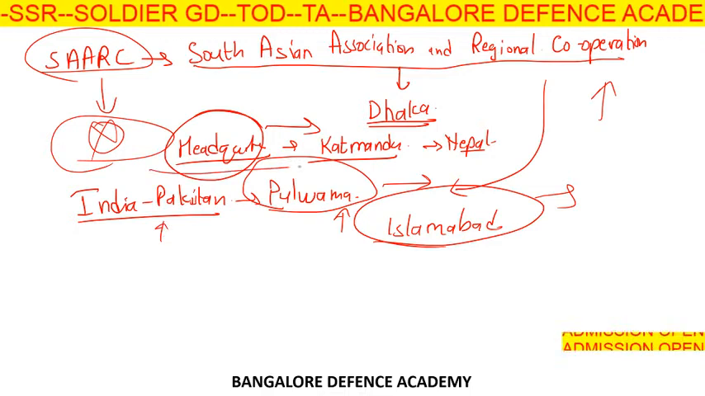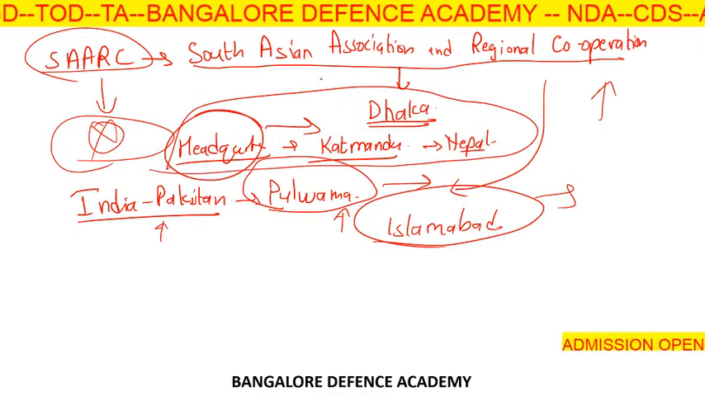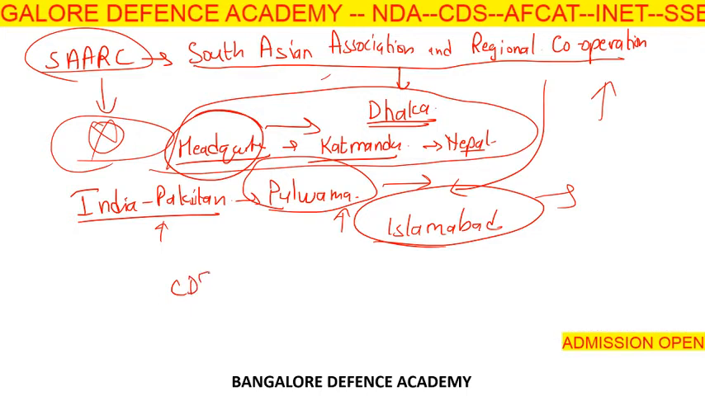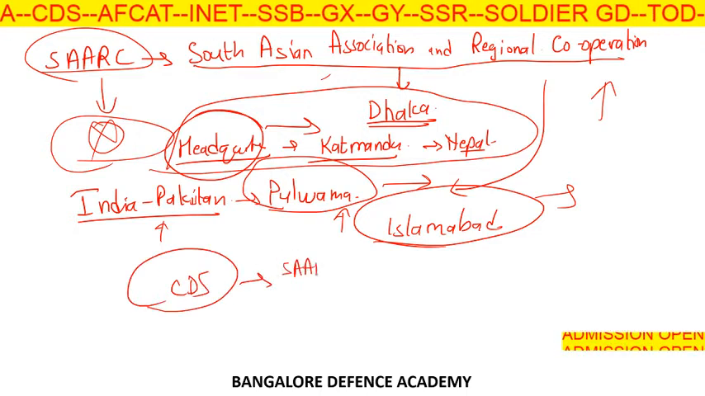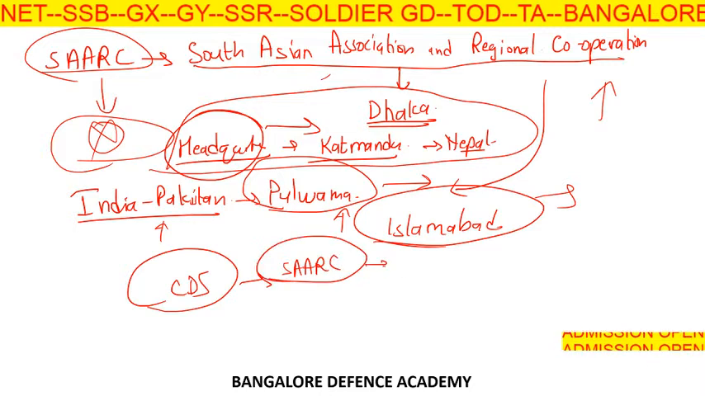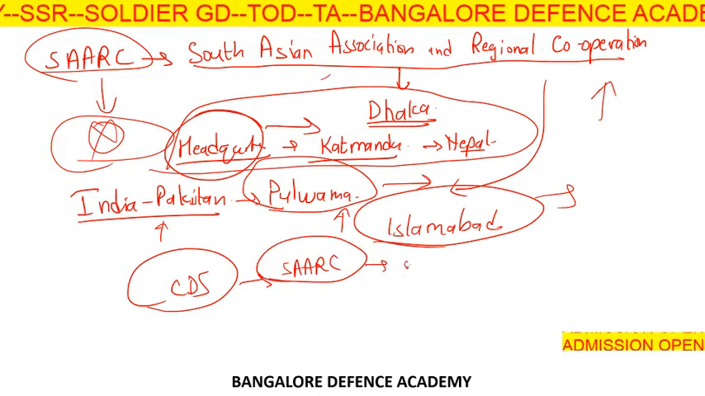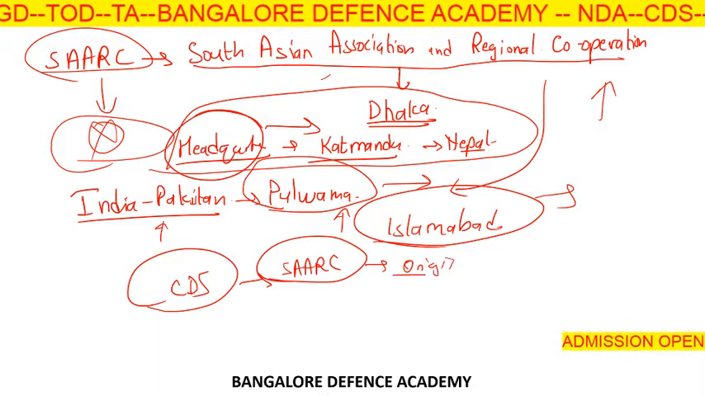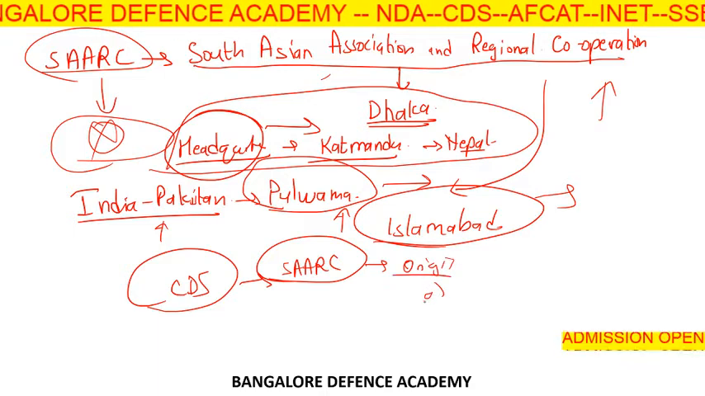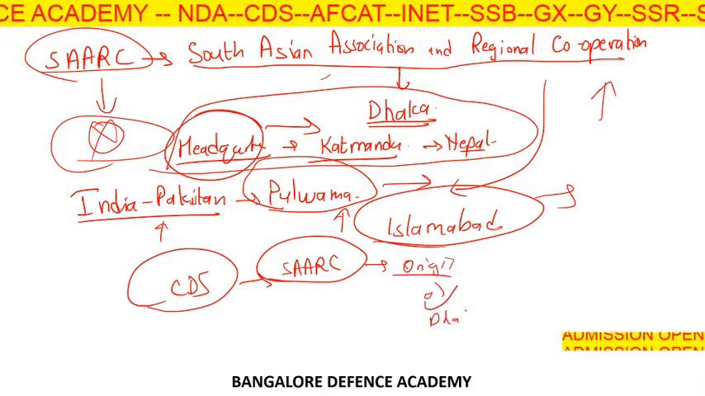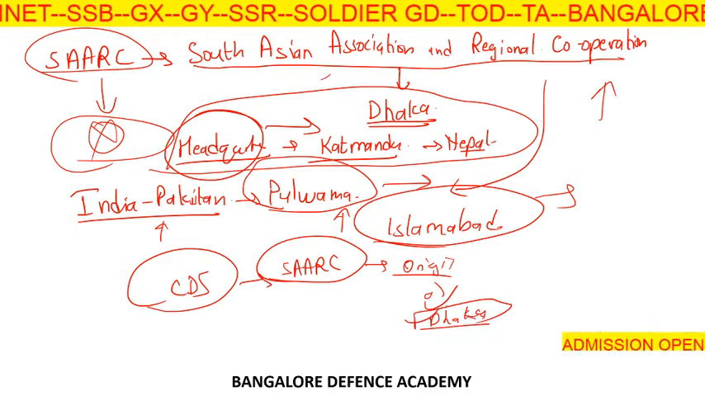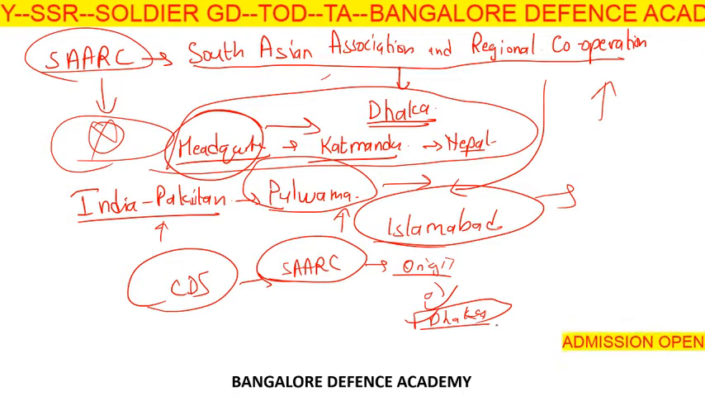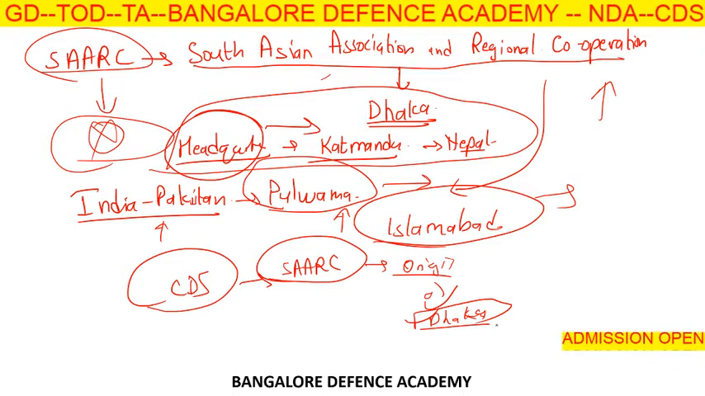You have to keep in mind the headquarters, where it is and where it was started. In the Combined Defence Services exam, this question was asked: the SAARC organization was started in which place? They asked the origin of SAARC, and they gave both options. Kathmandu was given and Dhaka was also given. It is so close: it was started in Dhaka, but the headquarters is in Kathmandu. This you have to keep in mind.